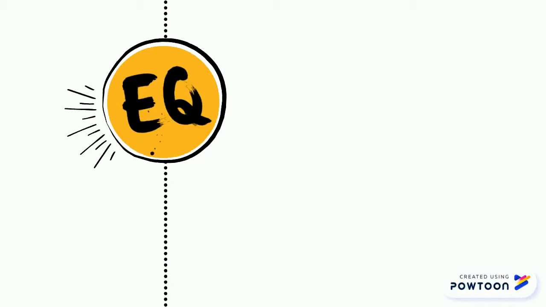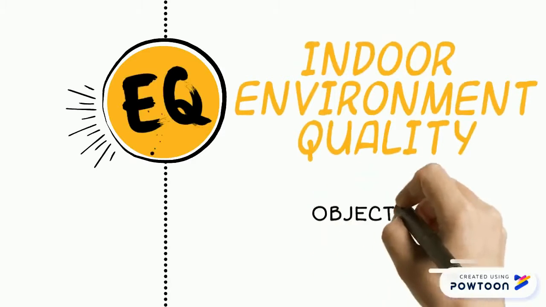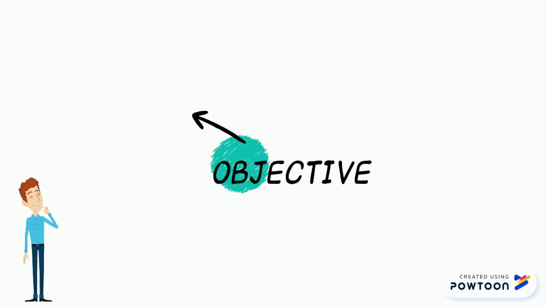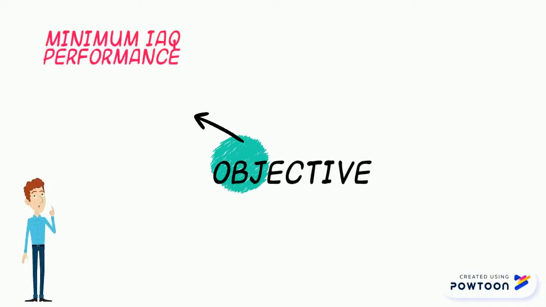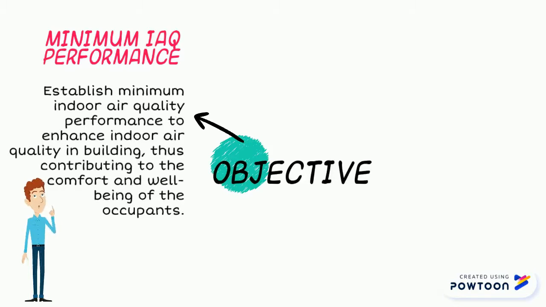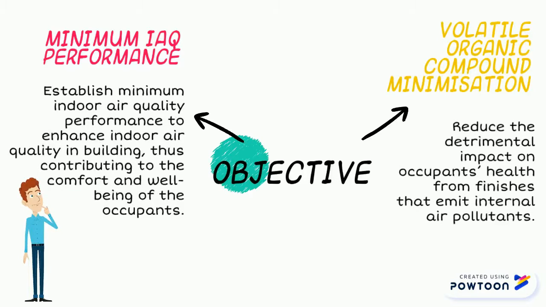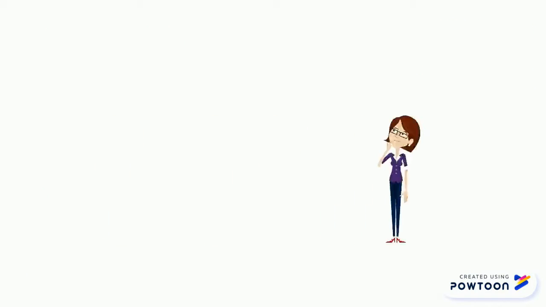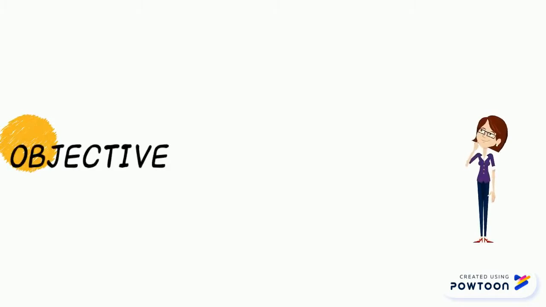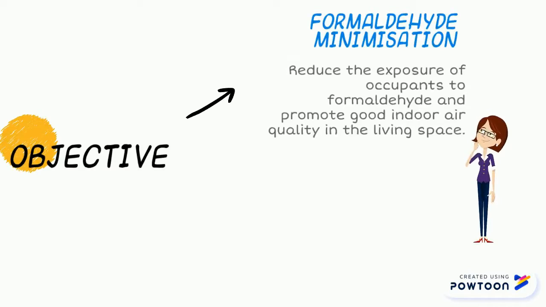So, this is the objective of indoor environment quality based on RNC. The first objective is minimum IAQ performance, establish minimum indoor air quality performance. The second one is volatile organic compound minimization to reduce the detrimental impact on occupant health. The third objective is formaldehyde minimization to reduce the exposure of occupants to formaldehyde.